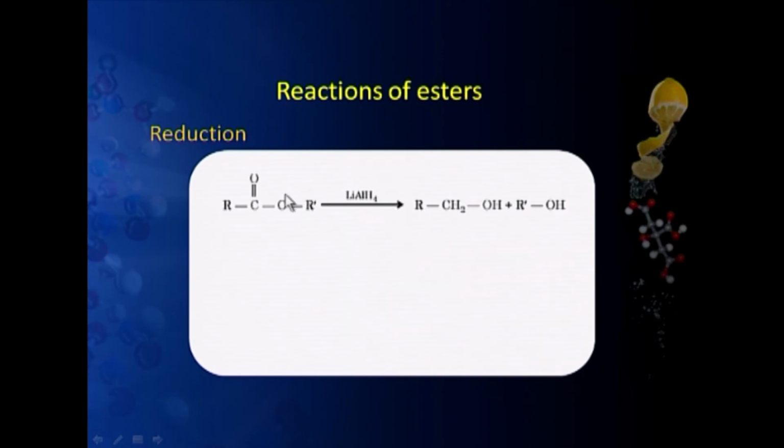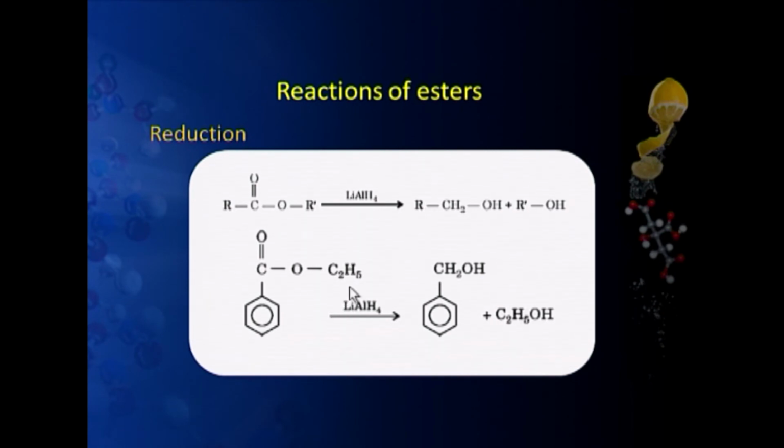One is the alcohol that was the part of the ester, and the other, the acid part of the ester, is also reduced into the corresponding alcohol, such as ethyl benzoate. When it is reduced with lithium aluminum hydride, we will get ethyl alcohol, that is ethanol, and benzyl alcohol from this side. Then there is another reaction called Claisen condensation.